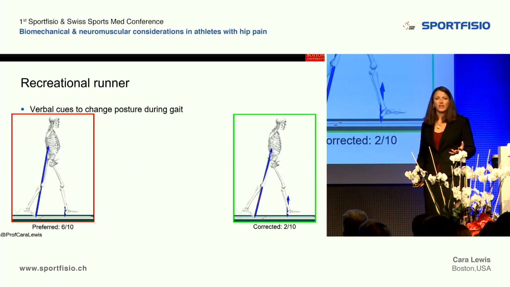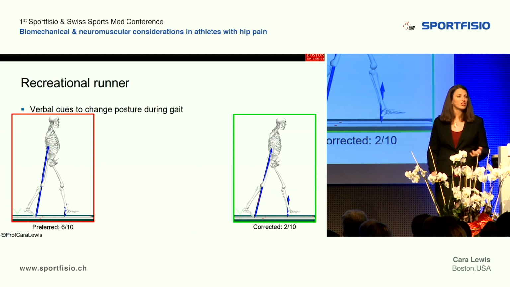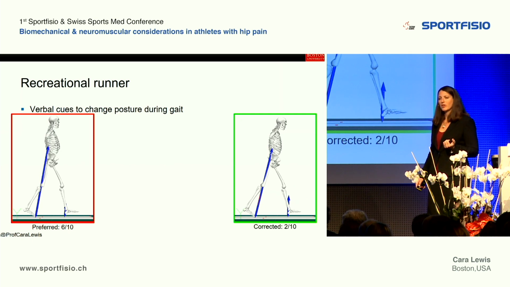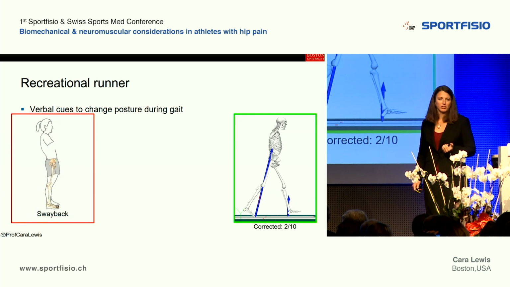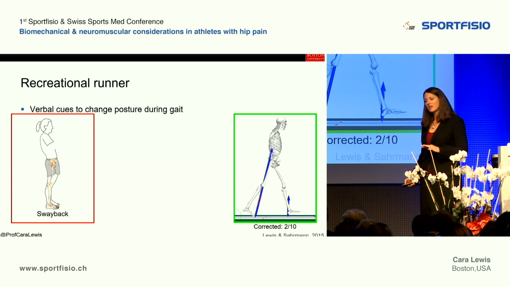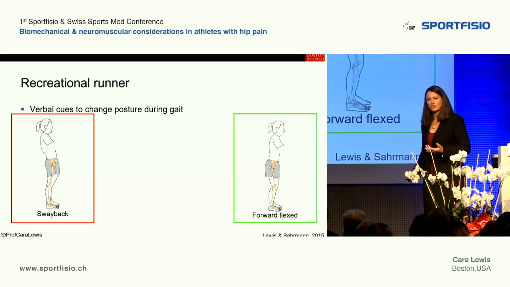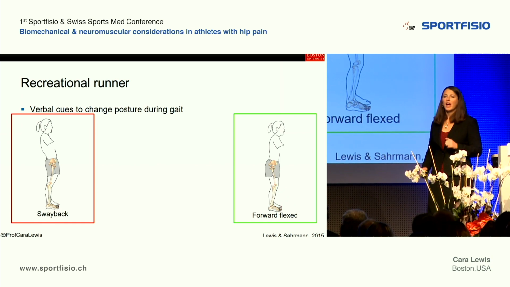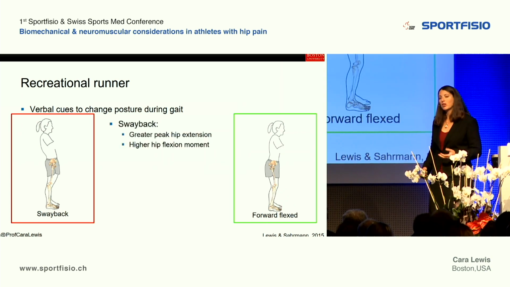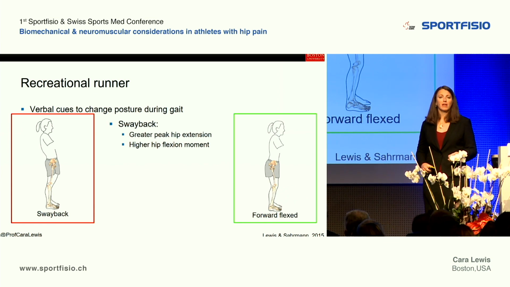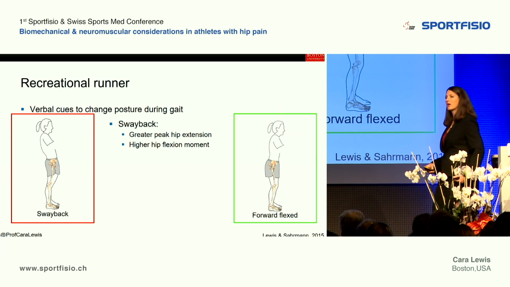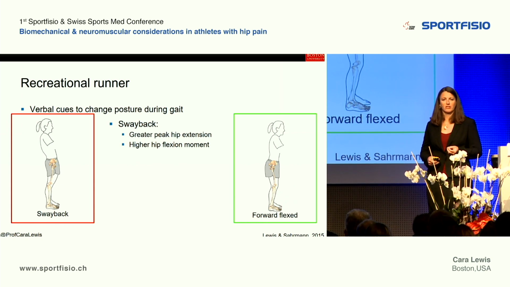So we can look at the evidence to try to figure out what was it that she was changing to reduce the pain. And that preferred posture of hers is very similar to a sway back posture, whereas the corrected is a little bit closer to a forward flexed posture, so leaning forward just a little bit. And what the evidence already shows is that when you're in that sway back posture and walking, you end up with greater peak hip extension. You go into more hip extension. And then you also have higher hip flexion moments, so you're requiring more out of those anterior structures.